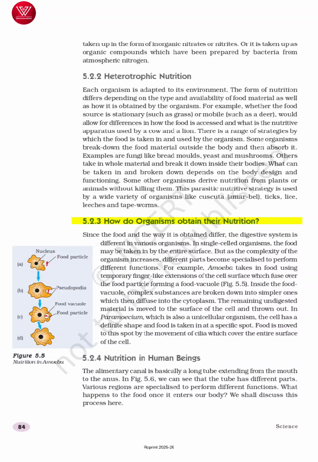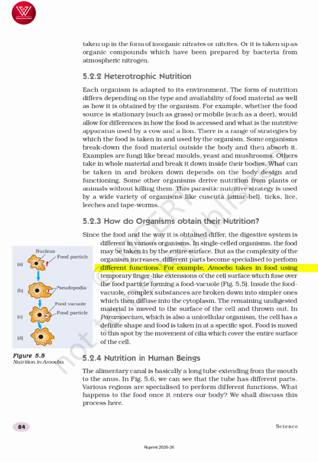5.2.3 How do organisms obtain their nutrition? Since the food and the way it is obtained differ, the digestive system is different in various organisms. In single-celled organisms, the food may be taken in by the entire surface. But as the complexity of the organism increases, different parts become specialized to perform different functions.